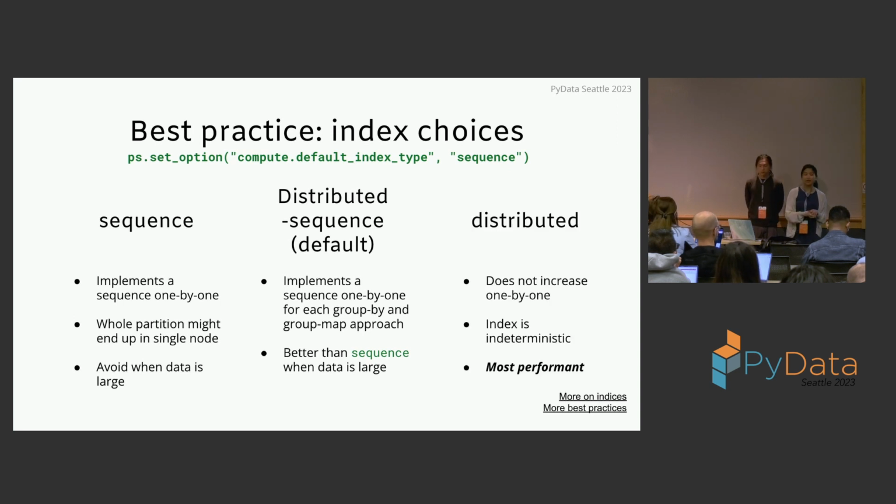The third one, though, is the best performing index choice. It means that we don't need the index to be increasing one by one. It can maybe jump from 1 to 3, to 9, and so on, and the index is nondeterministic. This helps because you no longer need to force the order of the rows to be always exactly the same. So when you convert your data frame to pyspark.pandas, the index choice is something you need to pay close attention to.